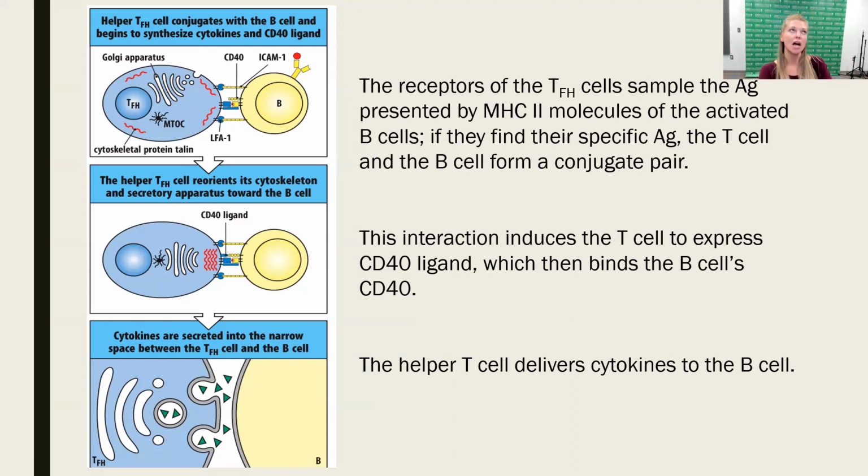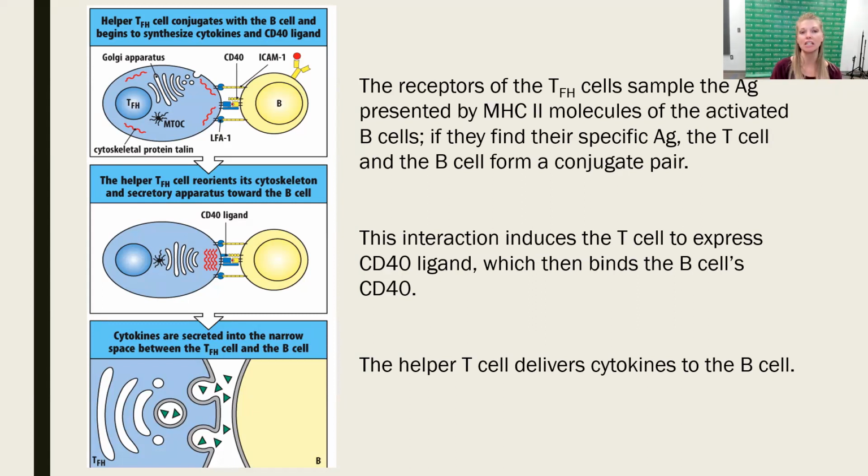B cell area of the lymph node to try to find its match, its pair, its specific antigen that the B cell now is going to be presenting on MHC class 2. Once the T cell then finds that antigen, it's going to form a conjugate pair with the B cell, and that's called a cognate.